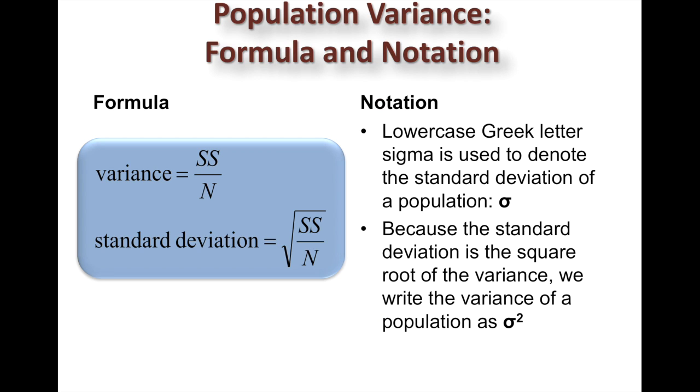Okay, so again, here is what it looks like for population variance, the formula and notation. So you have variance equals sum of squares divided by N. And then to get standard deviation, all you do is take whatever the variance is, and you take the square root of that. So if I had variance equaling 25, then my standard deviation would be 5. The notation for variance is that lowercase Greek letter. It looks like a really curly O, right?